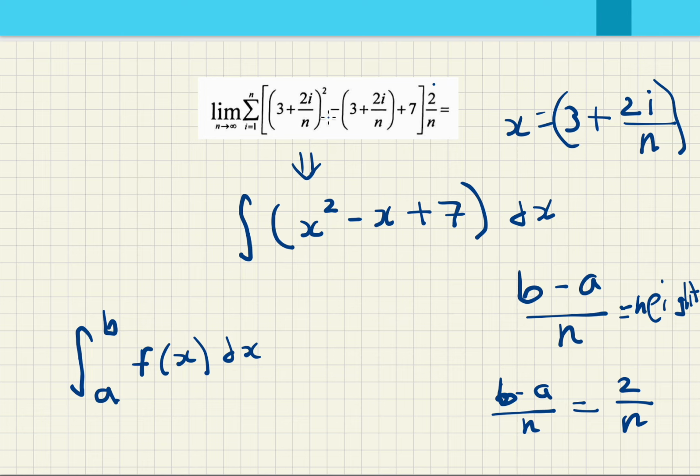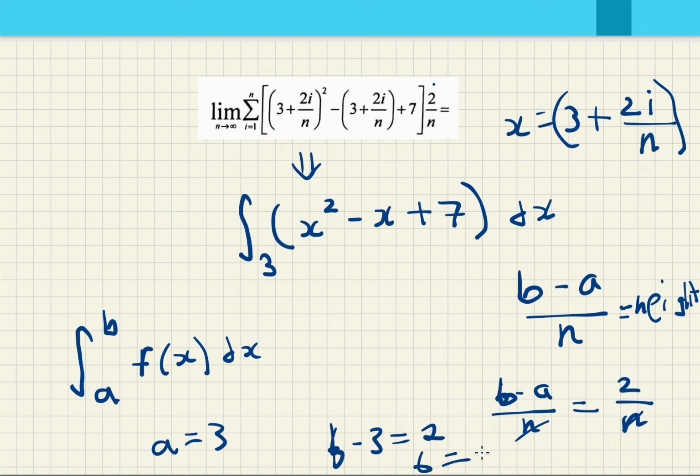So in this case, x is equal to 3 plus 2i over n. So 3 is added to 2i over n. So, like I said, a is equal to the constant that is added or subtracted to the term which has i over n. So in this case, it's 3. So we know that a equals 3. That's already one bound, right? So that's one bound, 3. Now what's b? Using this formula, we can find b. Now n cancels out, so we get b minus 3 equals 2.